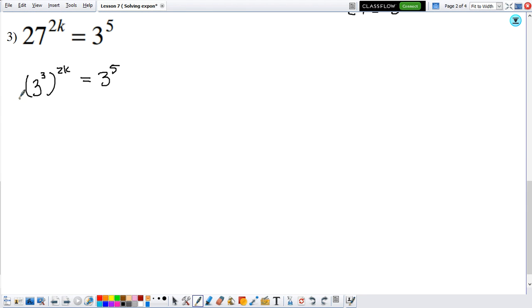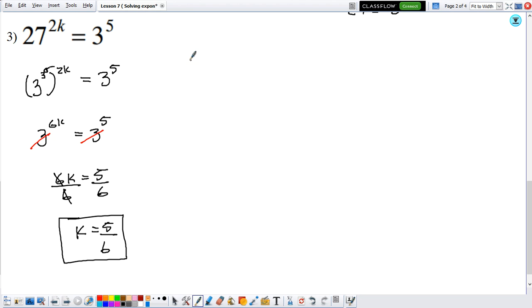So now we have the rule of exponents: if you have an exponent raised to an exponent, you just multiply. So this becomes 3 times 2k, that's 6k, equals 3 to the fifth. So notice that all we did was rewrite it using base 3, because now that they have the same base, they can cancel each other. So now this just becomes 6k equals 5. To solve for k, you have to divide by 6. So at the end of the day, k is equal to 5 over 6.